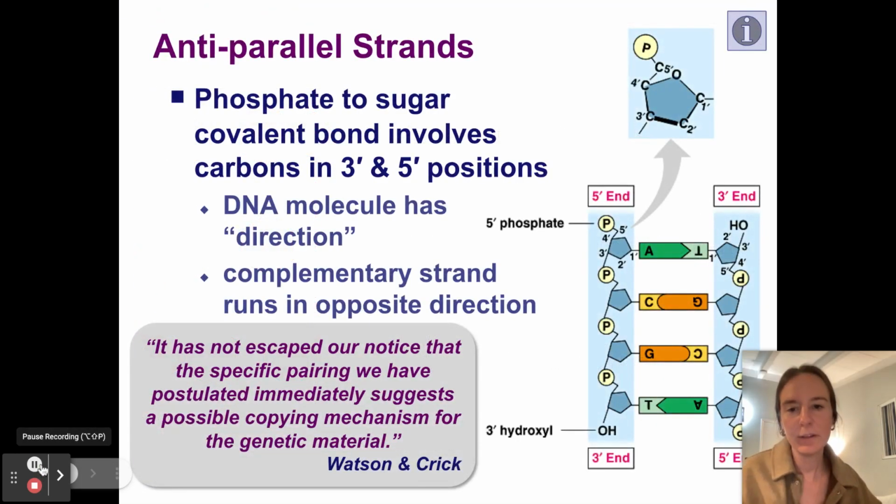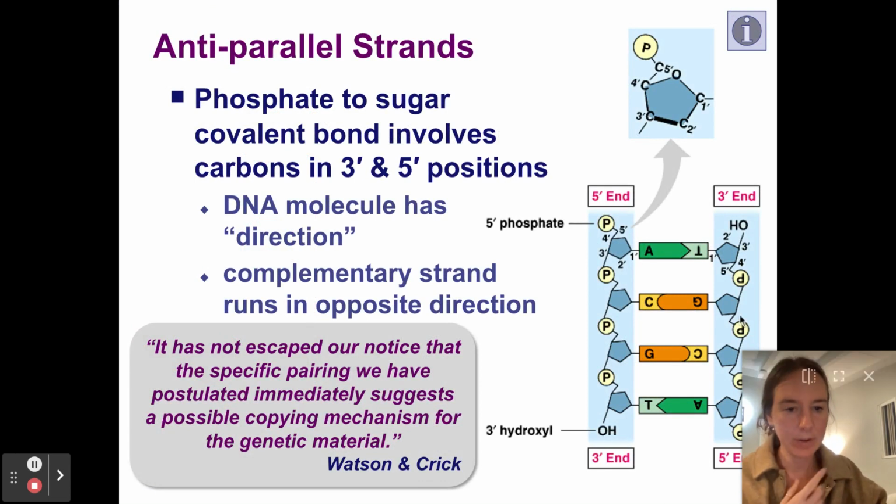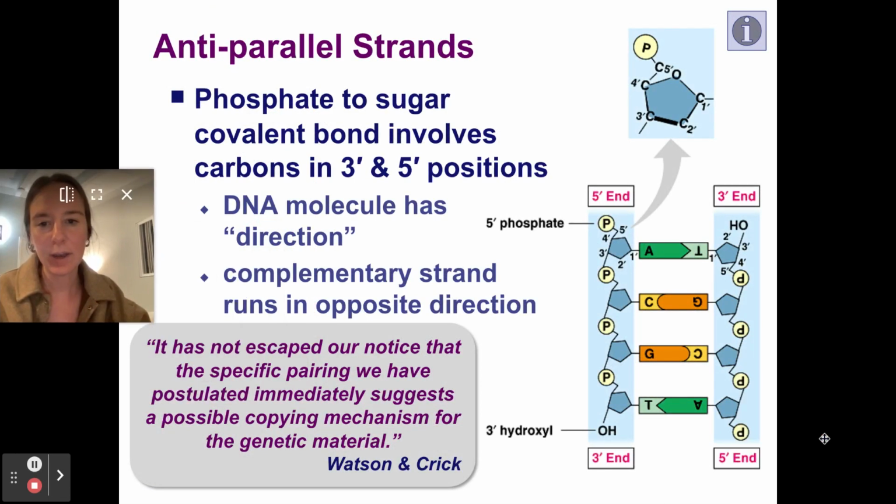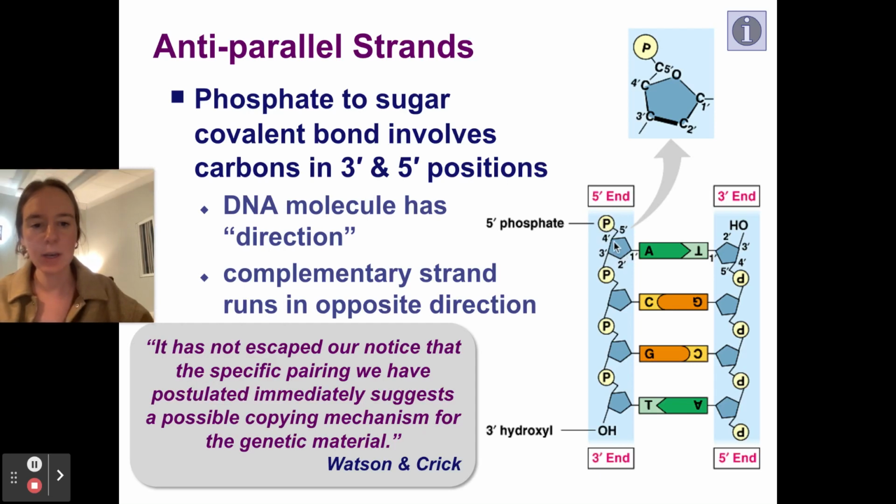Okay, so we've already gone over this, but once again, we have our anti-parallel strands. They're parallel but opposite directions. And just to remind you that our phosphate to sugar, so here's our phosphate, here's our sugar, the bond. There's 2 bonds, and it involves carbons in the 3' and 5' position. So here's our 5' chimney kind of sticking out of this sugar here, and that's connected to this phosphate group. And then here's our 3' connected here, and it runs 5' to 3'.